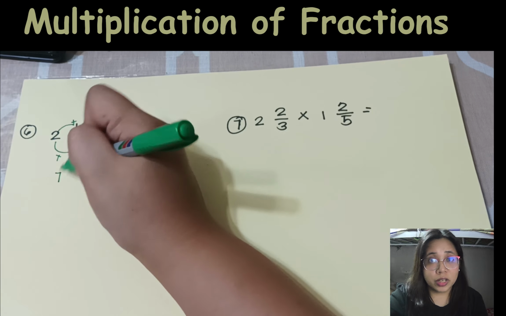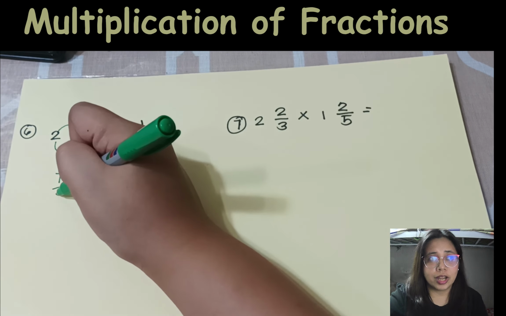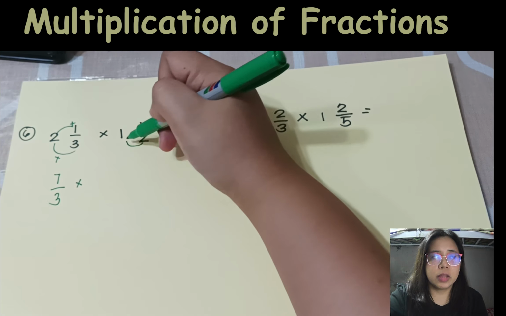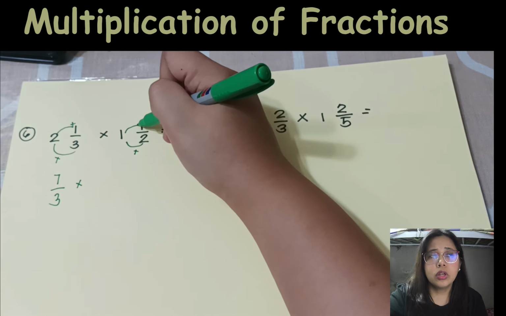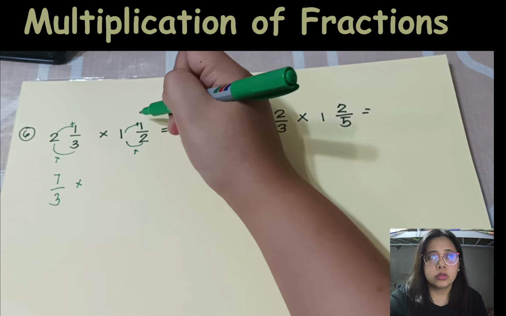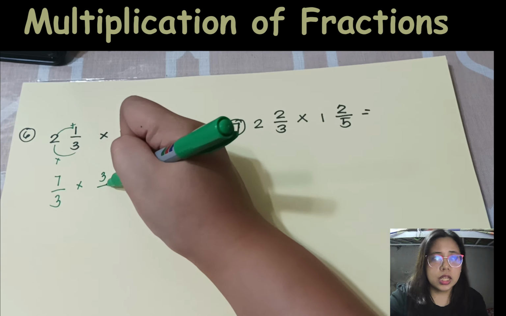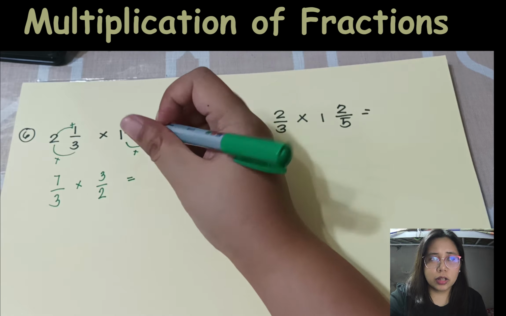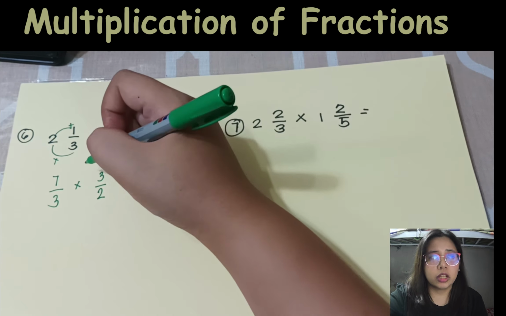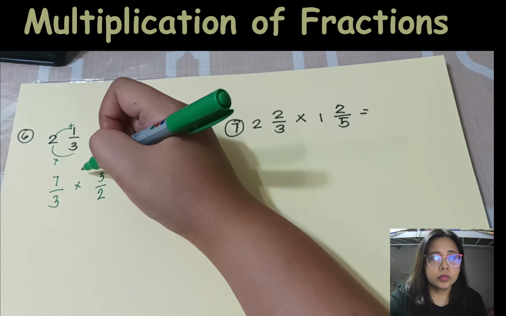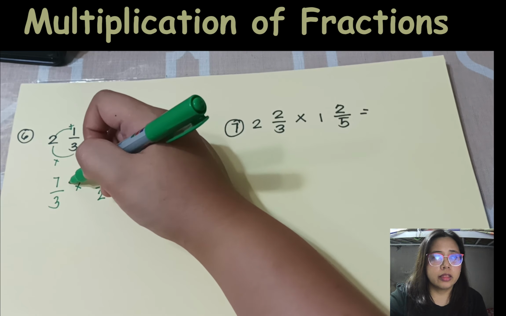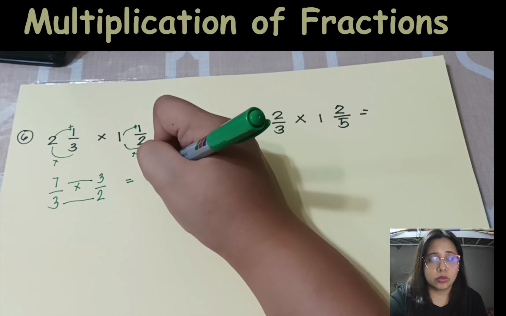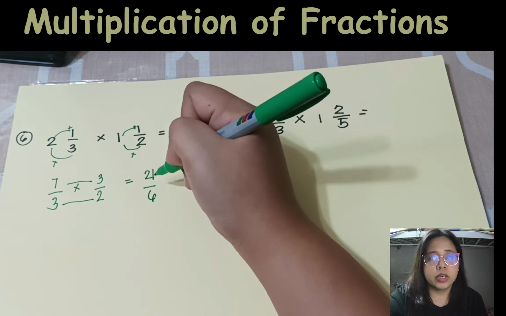So, yun yung magiging numerator natin. And then, kukopihin lang natin yung denominator. Okay, so 7/3. Okay, times. Okay, so same process. So 1 times 2 is equal to 2 plus 1 is equal to 3. So 3, and kopyahin natin yung denominator, we have 3 halves. Okay, and then same method lang. Okay, numerator to numerator. So we'll get there 7 times 3, and then denominator to denominator, 3 times 2. So we get 21 over 6.